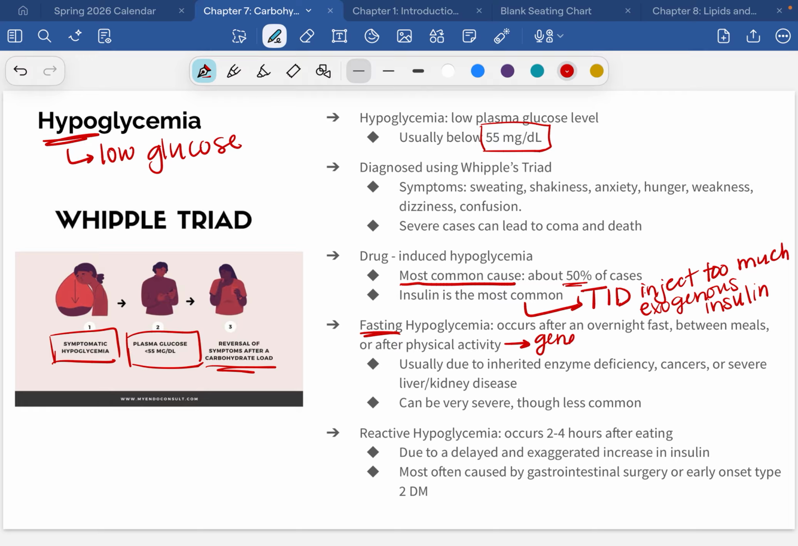And it's often, like I said, genetic or secondary to other conditions.